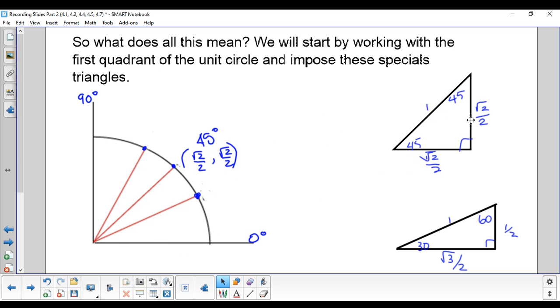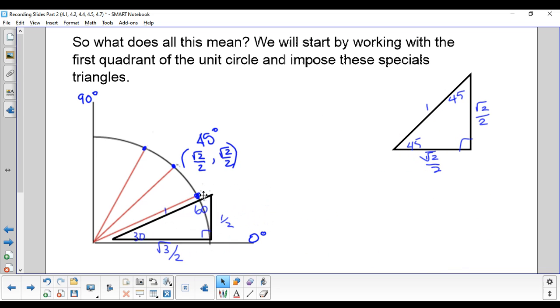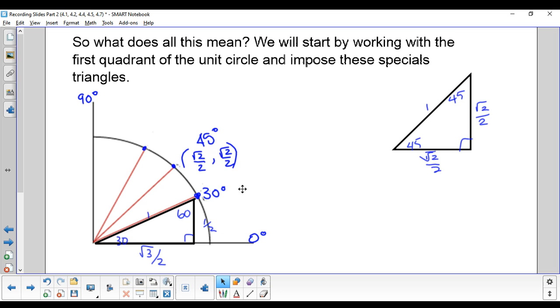All right, let's bring in our other triangle. So in this triangle, when I slide it into place, we can see that this is marking our 30-degree measurement. At our 30-degree measurement, our coordinates are going to be the square root of 3 over 2 and 1/2. Horizontally, we went root 3 over 2, and vertically, we went 1/2 unit up.